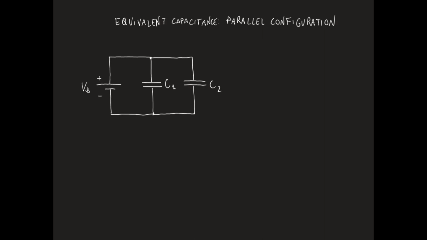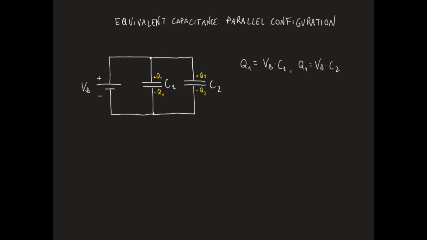If the two capacitors have different capacitance, the charge on the plates of the two capacitors will also be different. So we will have a charge Q1 in the first capacitor and the charge Q2 in the second capacitor. By definition, Q1 is equal to VB times C1, while Q2 is equal to VB times C2.